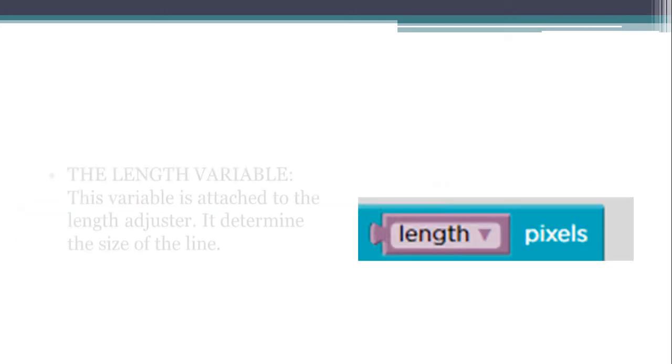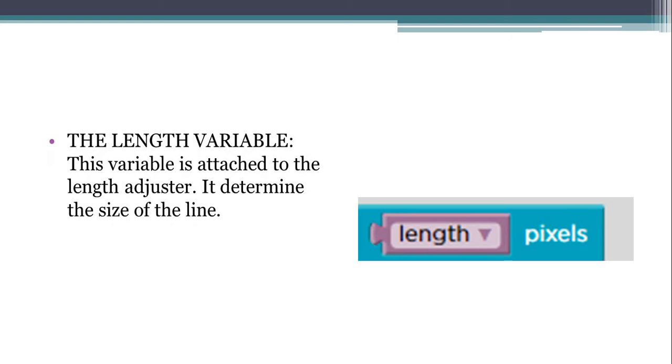We also have, last but not the least, the length variable. This variable is attached to the length adjuster, and as we can see, it determines the size of a line. Any number we give to our length variable is what it carries. Now we're going to be looking at some practical class to help us understand how these blocks are used in changing variables with artists.